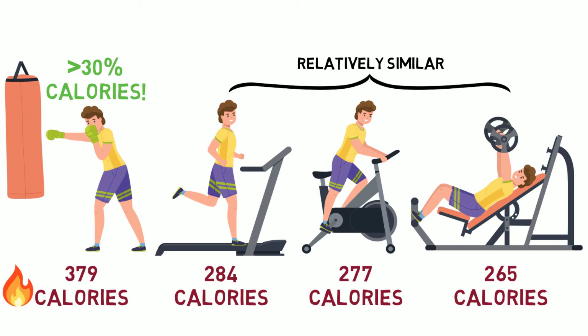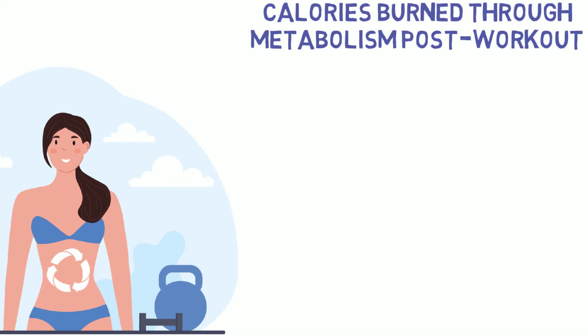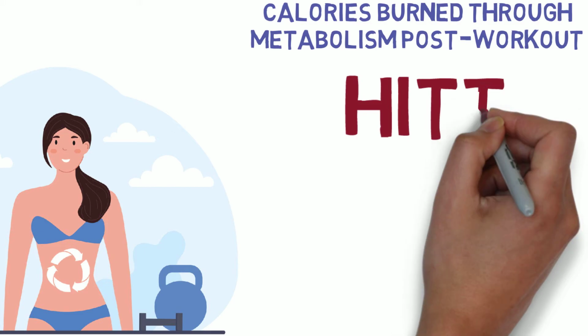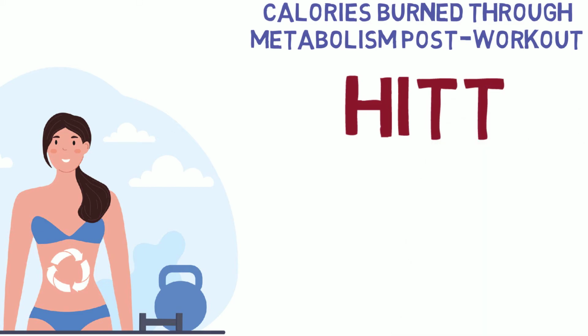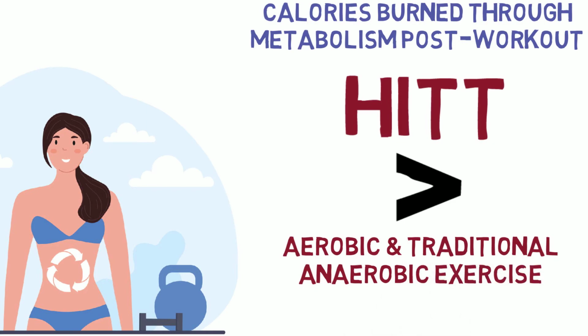Nonetheless, you'd be right in saying that we should also consider the extra calories burned from the following rise in metabolism to get the best idea of which is best for weight loss. But even then, a study by Wingfield et al. in 2015 demonstrated that HIIT burns more calories through metabolism post-workout than aerobic and traditional anaerobic exercise.